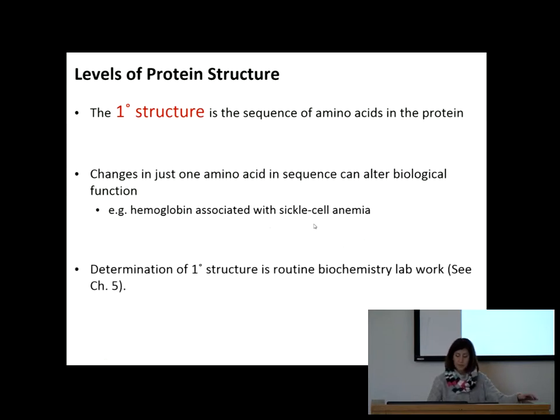Determination of the primary structure is very routine lab work. Chapter 5 is a chapter that I'm probably most expert on. However, that is a chapter we are not going to cover in this course.